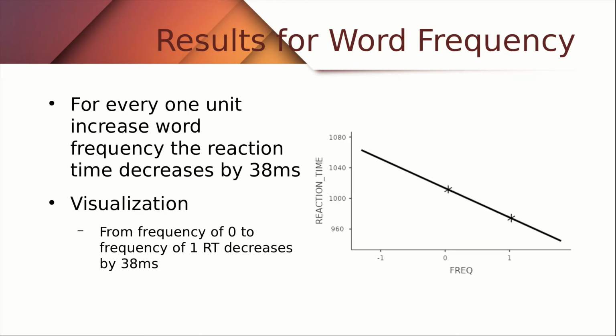We can look at the plot of reaction time by frequency, and I put 2 asterisks here, one at 0 and one at 1. That represents a 1 unit increase in frequency, and what you'll see is the difference between the 2 asterisks is 38 milliseconds.